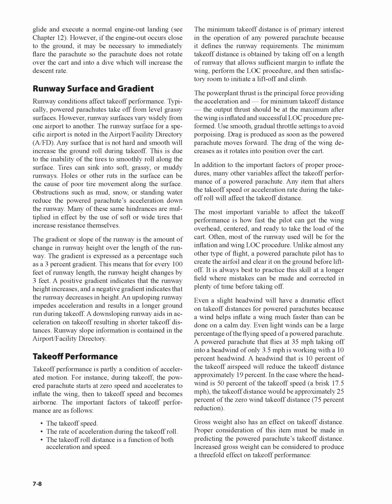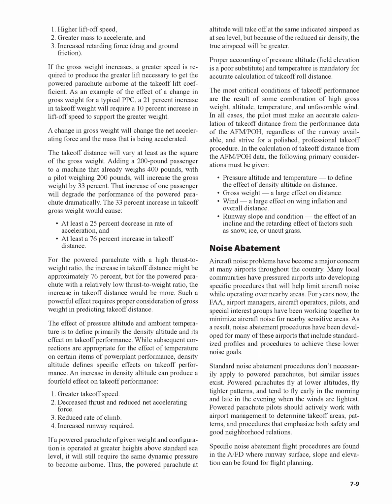Gross weight also has an effect on takeoff distance. Proper consideration of this item must be made in predicting the powered parachute's takeoff distance. Increased gross weight can be considered to produce a threefold effect on takeoff performance: 1. Higher liftoff speed, 2. Greater mass to accelerate, and 3. Increased retarding force, drag and ground friction.